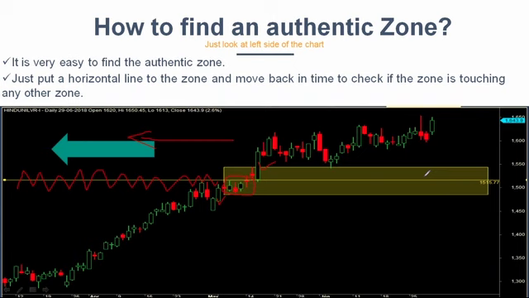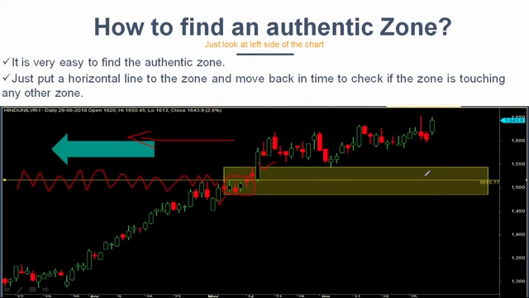The process is very simple. Mark the zone, put a straight line within the zone, go left of the chart. If that zone touches any other zone, it is not an authentic zone. If it is not touching any zone, it is an authentic zone. Now what does it mean? Again, think, apply common sense, try to understand what it means.